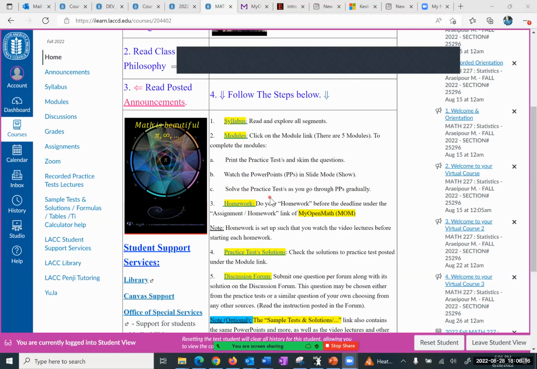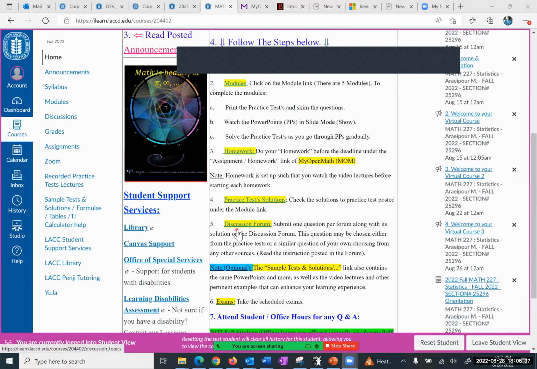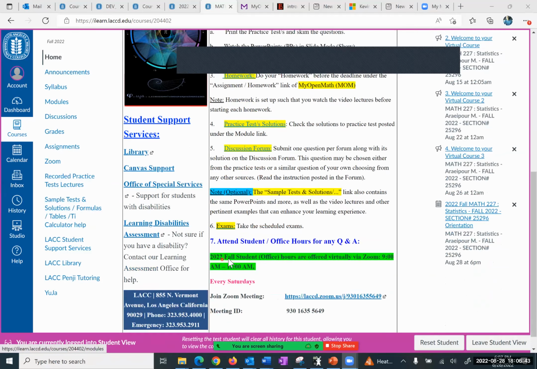All you have to do is look at 1 or 2 questions so you don't get overwhelmed by the time we get to the exam. Homework is done in MyOpenMath, again found under the modules. Practice test solutions are there. And then we have the discussion forum, again on the left navigation bar or right here. I'll go over that in a moment. We have the sample test solution right here, and then you take the exams.